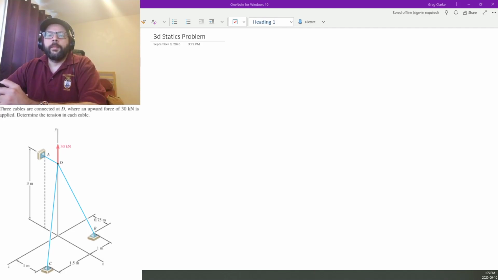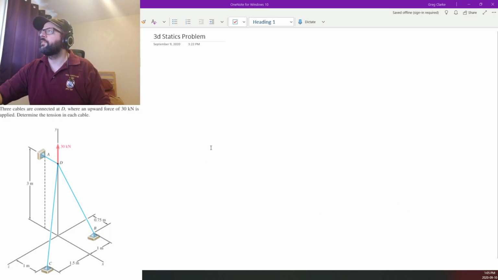Okay, so we're going to be looking at this example here. We've got this upward force of 30 kilonewtons applied that is being restrained by these three cables. First things first, what we want to do is draw a free body diagram of the system in question. So we've got this nice diagram here.